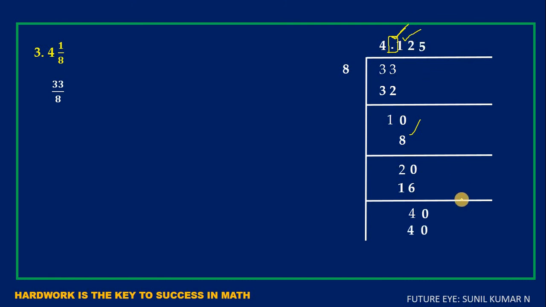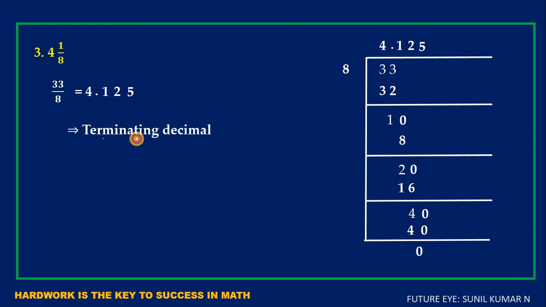So 8 5s are 40. Now the remainder is 0. We have got remainder 0. It means it is terminating one. So what is the decimal expansion of 33 by 8? That is 4.125. We call it a terminating decimal because it has a definite end.